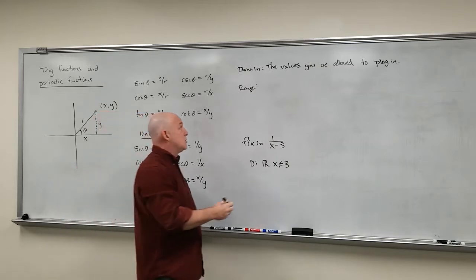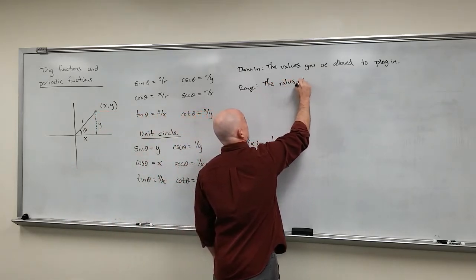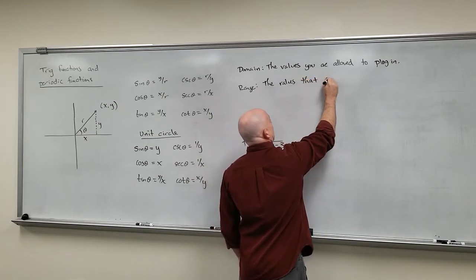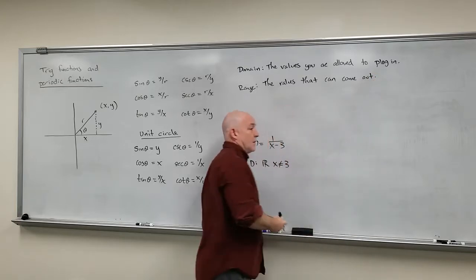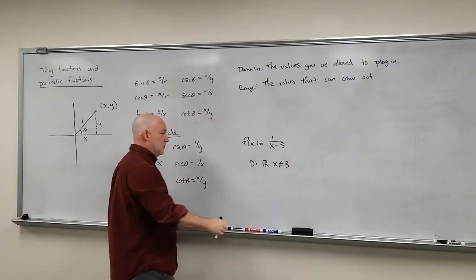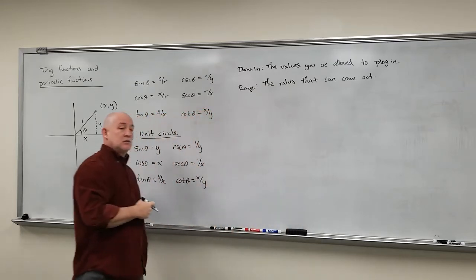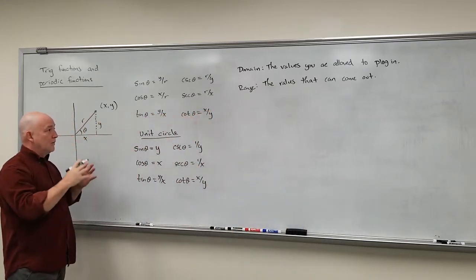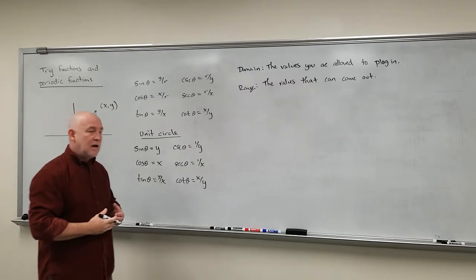Now the range is the values that can come out. So what kind of answers can you get? That one's generally a little bit more difficult to answer when we're taking a look at domain and range. It's like, what kind of answers can you get out of the problem?